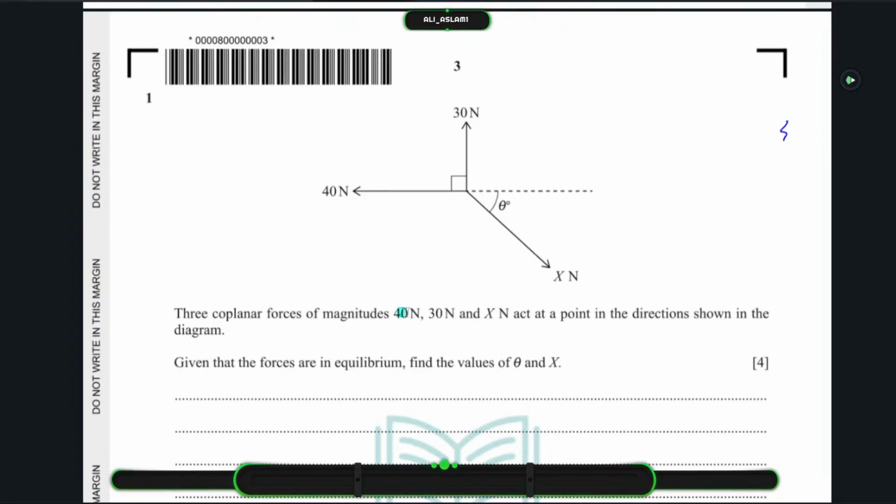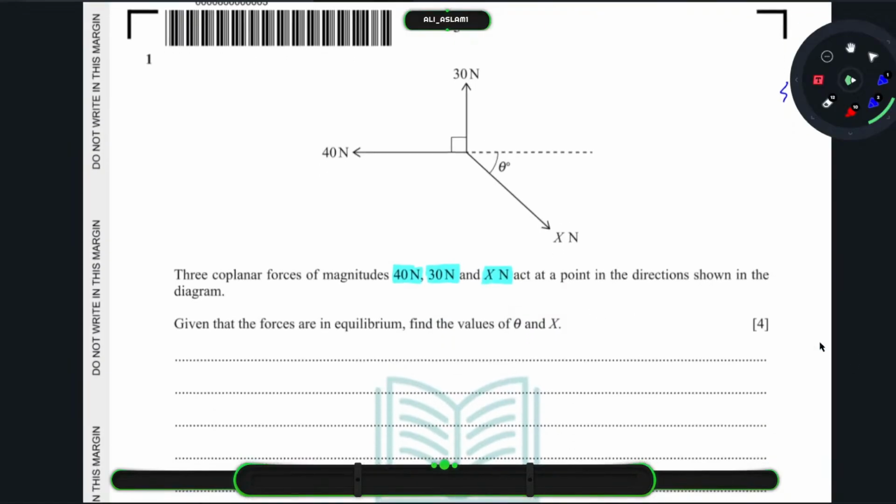Okay, so we can apply Lami's theorem because there are three forces, but I am pretty sure that is not possible because we do not have this angle. So we can't really apply it. We'll go for the normal method.